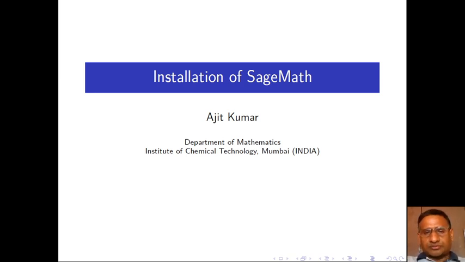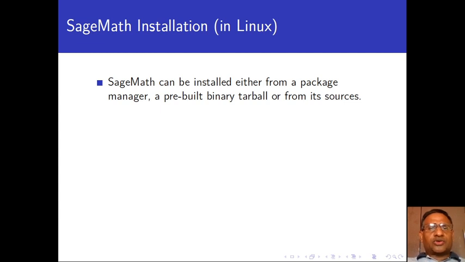So let us look at installing Sage in Linux. There are 3 ways in which one can install Sage in Linux. Every Linux distribution comes with what is called a package manager. So one can install through this package manager, or through a pre-built binary tarball, or one can build Sage from its source.